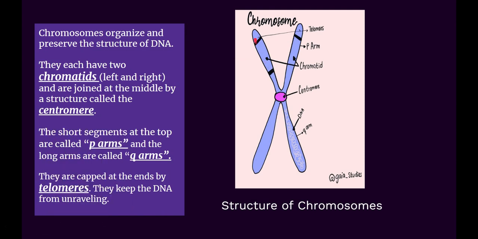There we go. Here is the left chromatid, and here is the right chromatid. These are bound together at the center by a structure called the centromere. Okay? The short segments at the top are called P-arms. P, because it comes before Q, therefore that should be shorter. And the longer arms are called Q-arms.